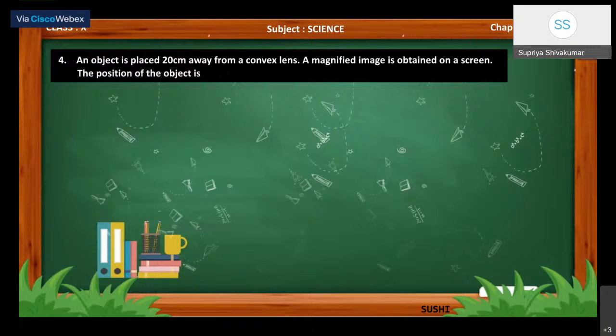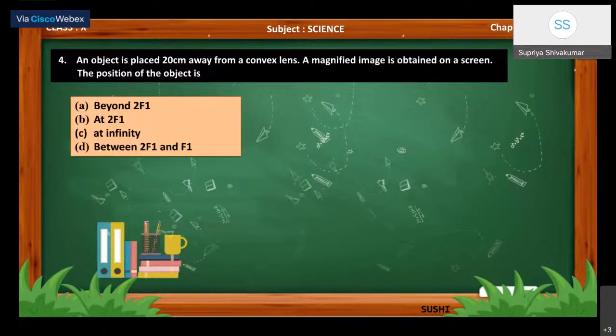So try to understand. See, whenever you are given a question, first you must identify which lens it is. If that is clear, then it is easy for you to answer. So here we are going for a convex lens. When a convex lens comes, all the six cases have to be dealt with. But here too, we can tackle which ones to consider and which to leave out. How? Let me give you the options.